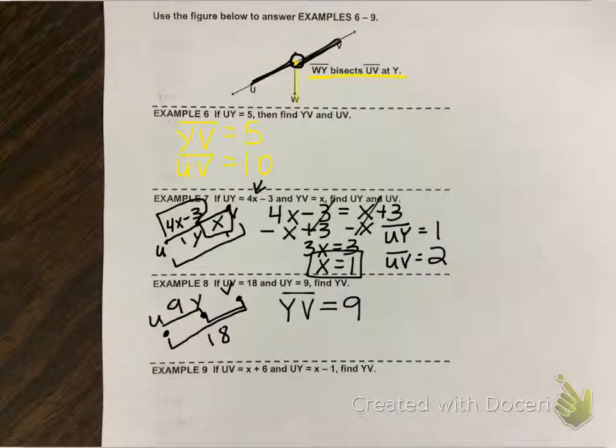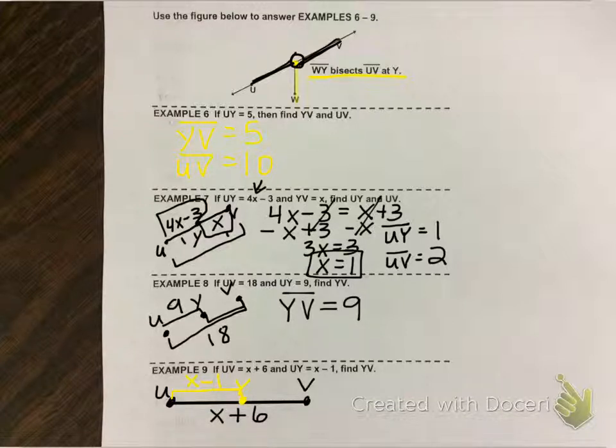And the last example there: U to V is x plus 6. So again, let's look at what we've got here. We've got a segment, and we're going from U to V. That whole length is x plus 6. U to Y is x minus 1. So remember, we still have Y, which is our midpoint. U to Y, from here to here, is x minus 1.